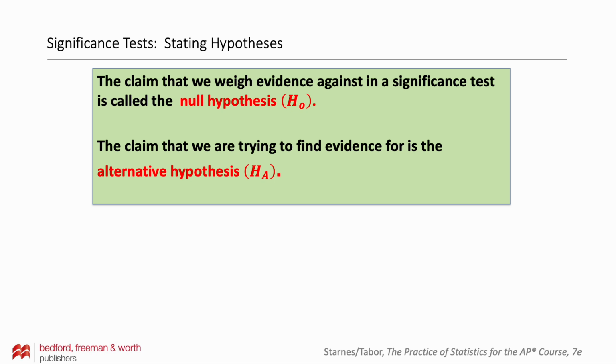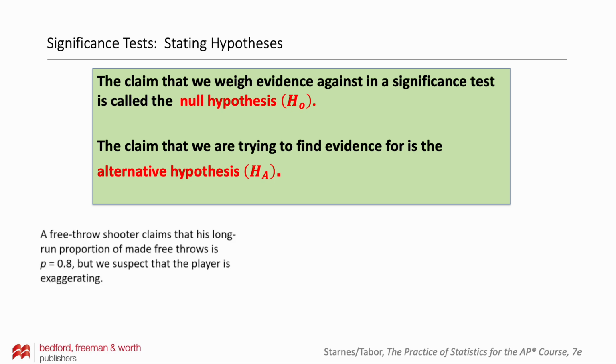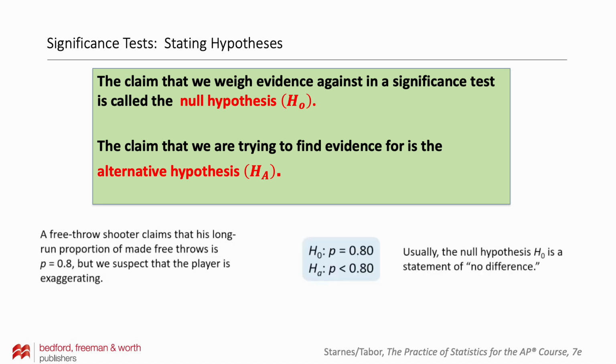So let's try to do a problem here. A free throw shooter claims that his long-run proportion of made free throws is p equals 0.8, but we suspect that the player is exaggerating. So here we are going to use our null hypothesis to be p equals 0.8 versus our alternative. Since we say he's exaggerating, that means that our alternative would be p less than 0.8.